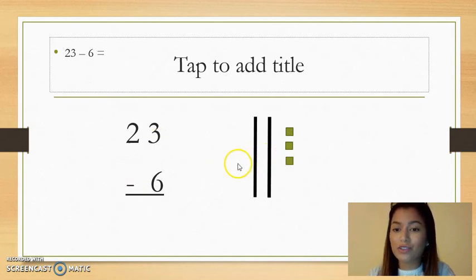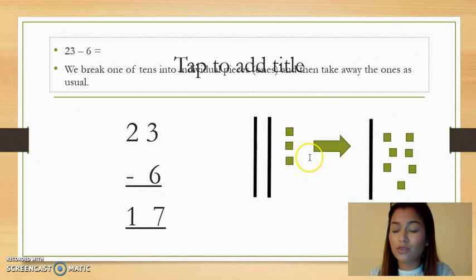In class, children could use dienes to show 23, and they would have to understand that we would need to break the 23 up by sharing the tens. Here we would see that we would have 7 left when we take away, and then 1 in the tens.